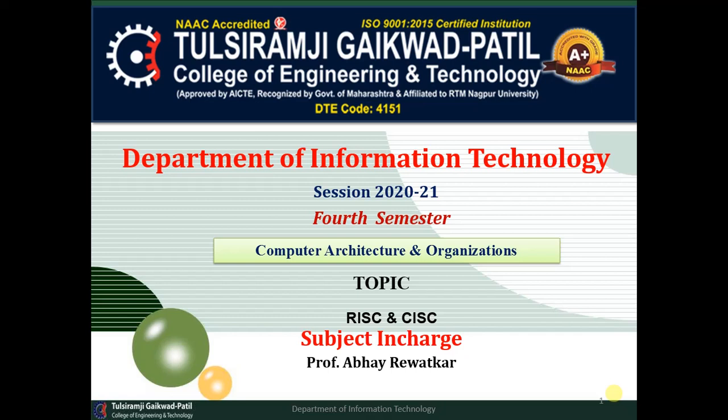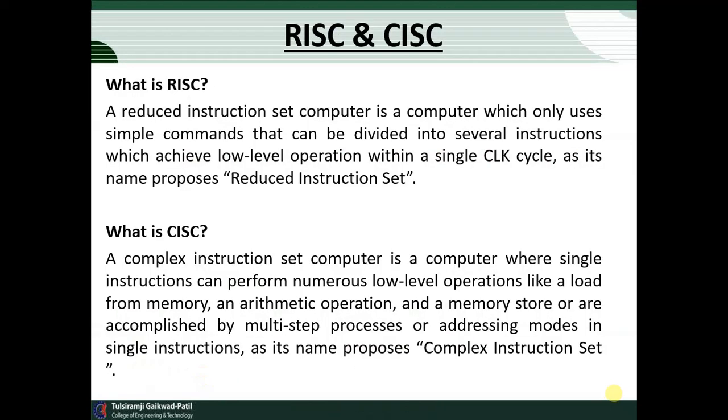Here we are going to discuss the RISC and CISC of computer architecture and organizations. Now, what do you mean by RISC and CISC? Before that, we are going to discuss what we mean by RISC. The full form of RISC is Reduced Instruction Set Computers. It is a computer which only uses simple commands that can be divided into several instructions, which achieve low-level operations within the clock cycle, and hence the name reduced instruction set.